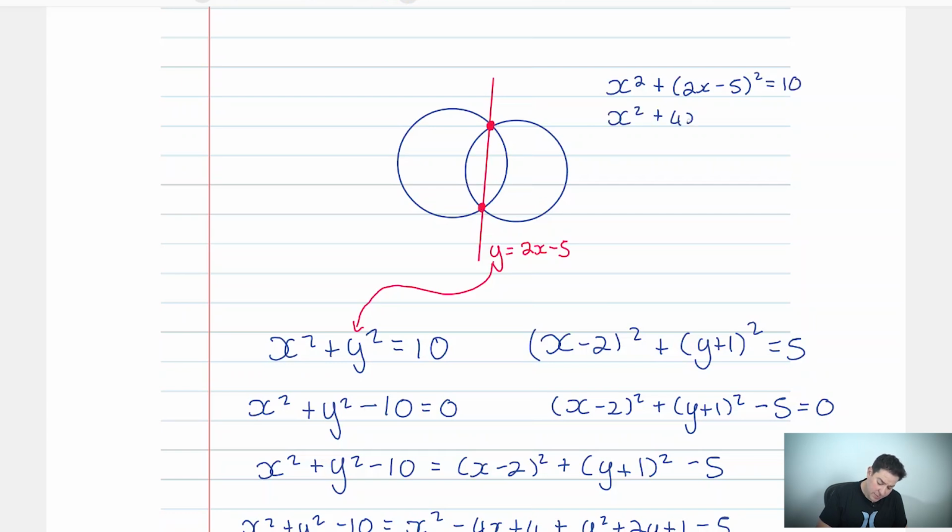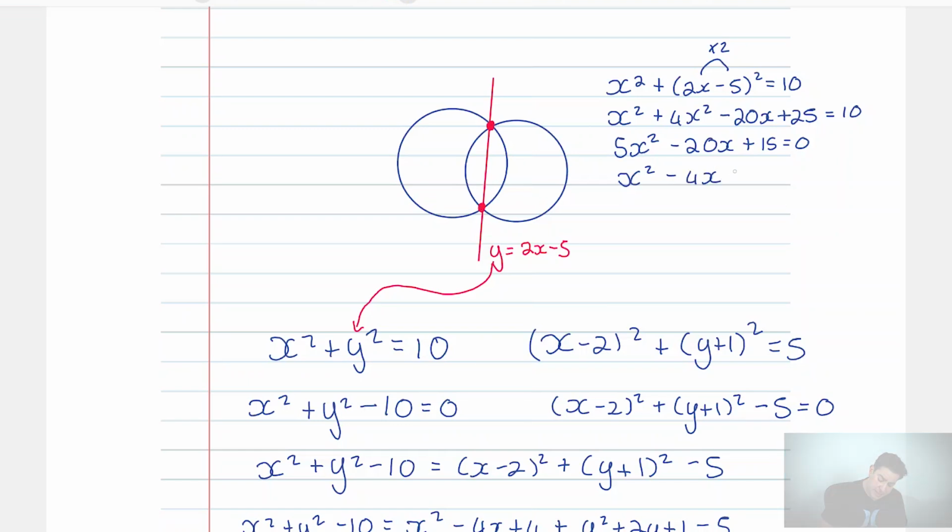So we're going to simplify. x squared plus 4x squared. Don't forget to multiply and times by 2 for your middle term. So that's minus 20x plus 25 equals 10. So now we bring everything over and simplify. We're going to have 5x squared minus 20x, and 25 minus 10 is 15. Now we divide everything by 5, so we're going to get x squared minus 4x plus 3 equals 0.